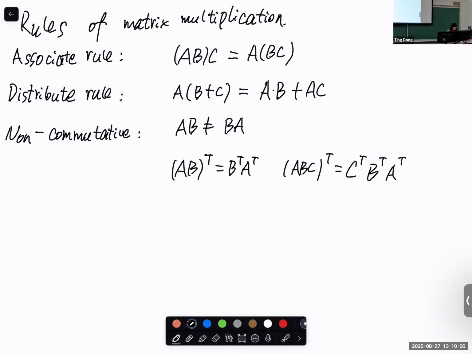And this is very similar for the inverse. So let's say we have the multiplication of A and B and we calculate the inverse, what we can do is calculate B inverse and then times A inverse. Same thing if we have three matrices. Then it becomes C inverse, B inverse, and A inverse. So those are the two rules for the transpose of the product and the inverse of the product.